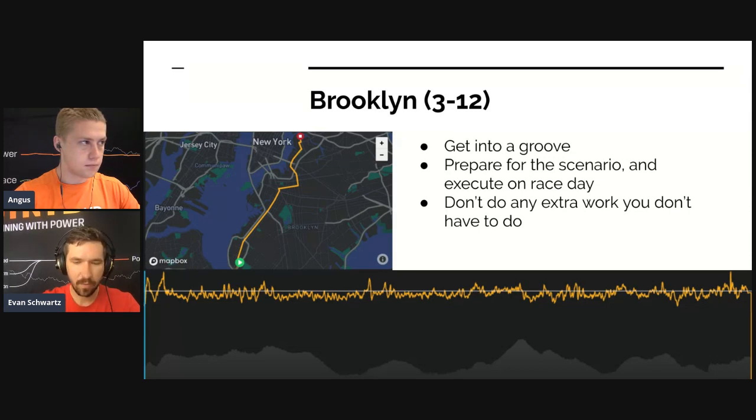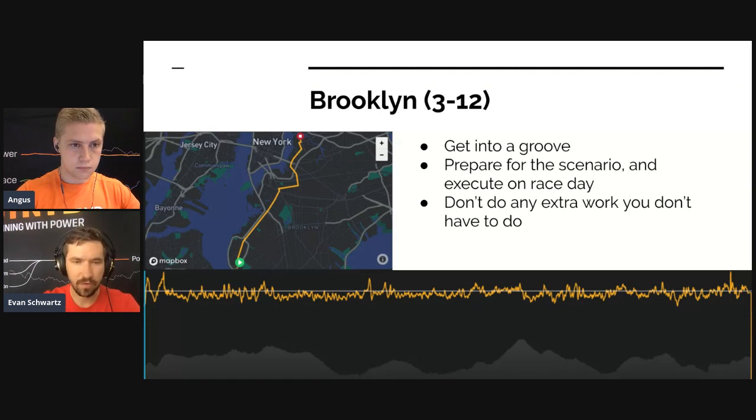This is something we talked about specifically going back to the Boston webinar we did: you get through the first 4 downhill miles at Boston, and then you have to settle in for the next 12 miles. Well, it's a similar thing here. For these next 9 to 10 miles, the thing that you should absolutely focus on is getting into a groove. You have to prepare for this exact scenario and execute on race day, and don't do any extra work you don't have to do.